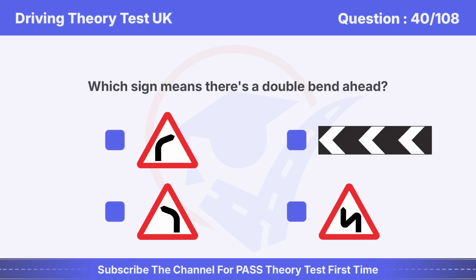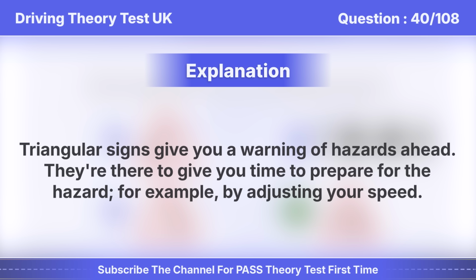Question 40. Which sign means there's a double bend ahead? Answer is D. Triangular signs give you a warning of hazards ahead. They're there to give you time to prepare for the hazard, for example, by adjusting your speed.